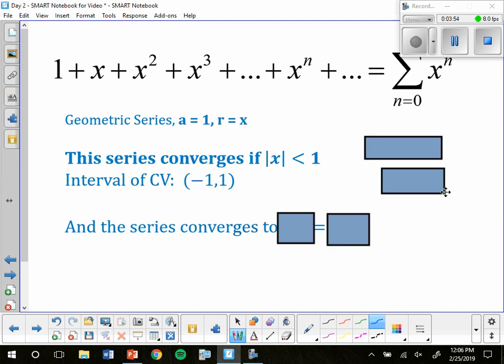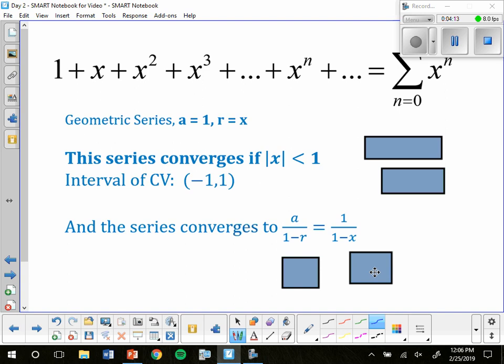And the series converges to something that we know because it's geometric. What do geometric series converge to? A over 1 minus r. In this specific case, what's a? 1. And what's r? x. So this series converges to 1 over 1 minus x.